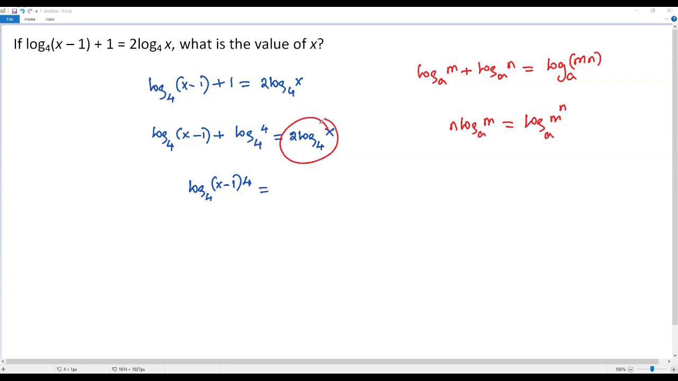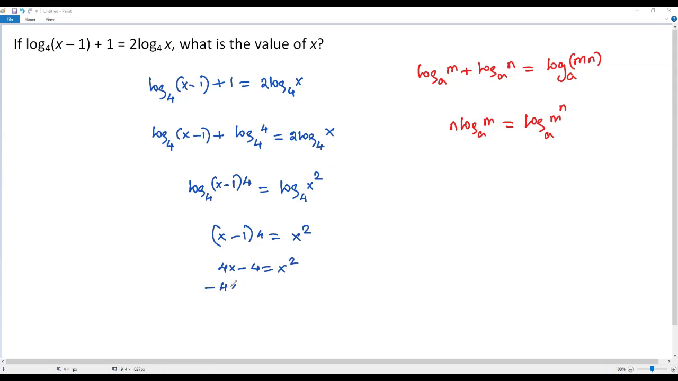Okay, the same thing we can do over here. Because the logarithm we have over here is multiplied by 2, now this 2 can be taken as the exponent for the argument x. In that case, I am getting log base 4 of x squared. Okay, here two logarithms are equal with the same base 4. Whenever two logarithms are equal with the same base, we can equate the arguments. So that is (x - 1) times 4 equals x squared. Now we can distribute this 4 to this x and negative 1. So when I do such a distribution, I'm getting 4x - 4 equals x squared.